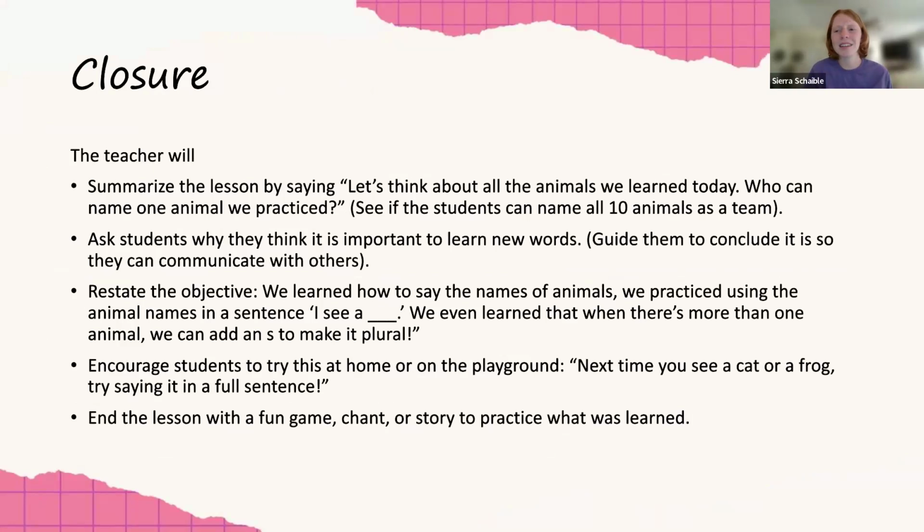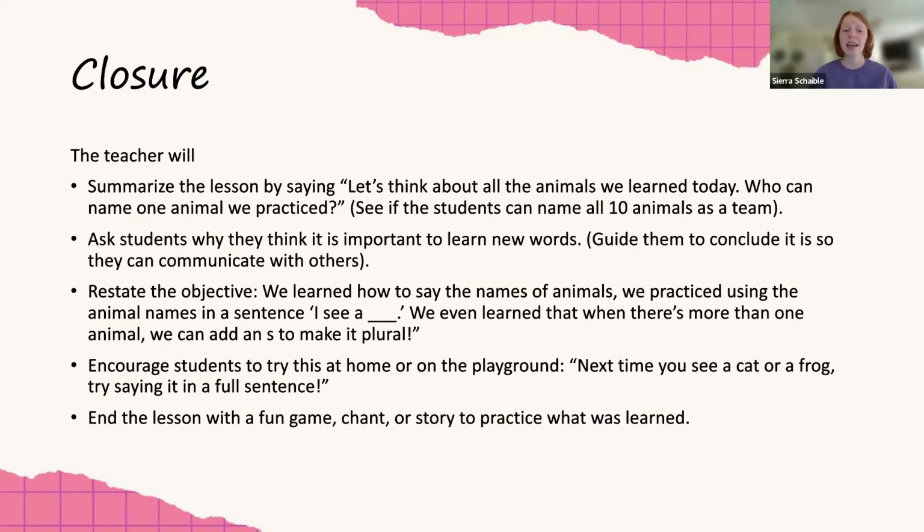Why is it important to learn these new words? What do we use them for? Tina? So we can tell people about animals or tell people what our favorite animal is. Yeah, that's true. We use the words to talk to people. That's a good point, Tina. We learned how to say the names of animals.